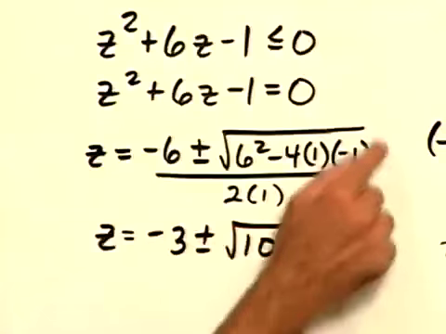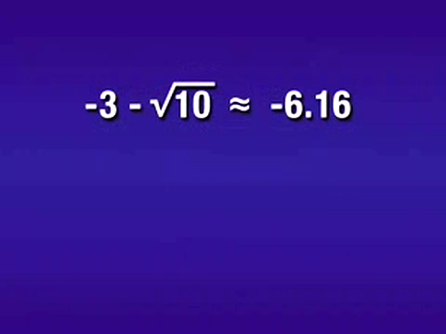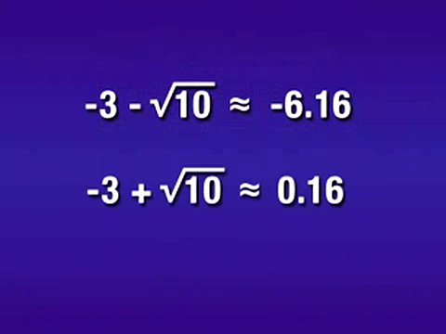Here the quadratic formula is already set up where we plugged in our a, b, and c. If we solve that, we get z is equal to negative 3 plus or minus the square root of 10. And the approximate values for these are negative 3 minus the square root of 10 is approximately negative 6.16, and negative 3 plus the square root of 10 is approximately 0.16.